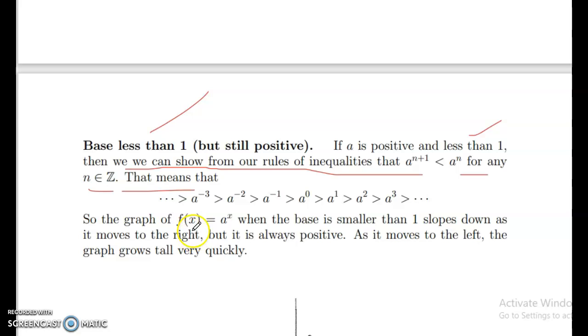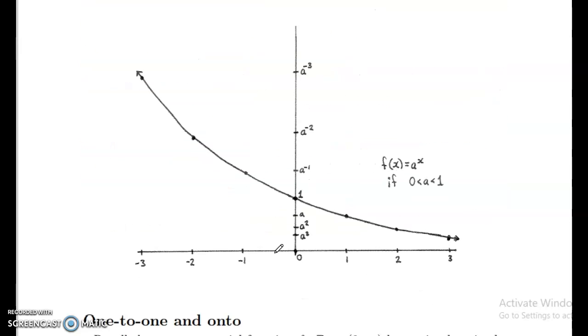So the graph of f of x equals a power x, when the base is smaller than 1, slopes down as it moves to the right, but it is always positive. As it moves to the left, the graph grows tall very quickly.